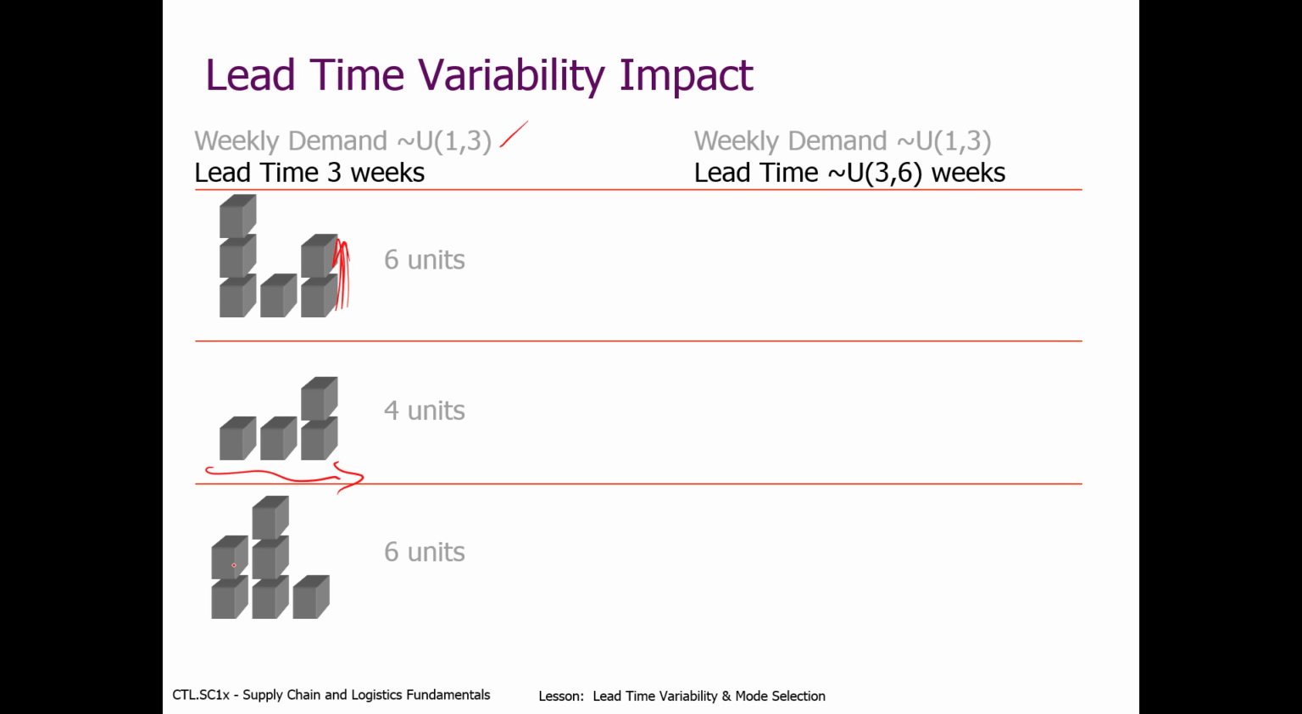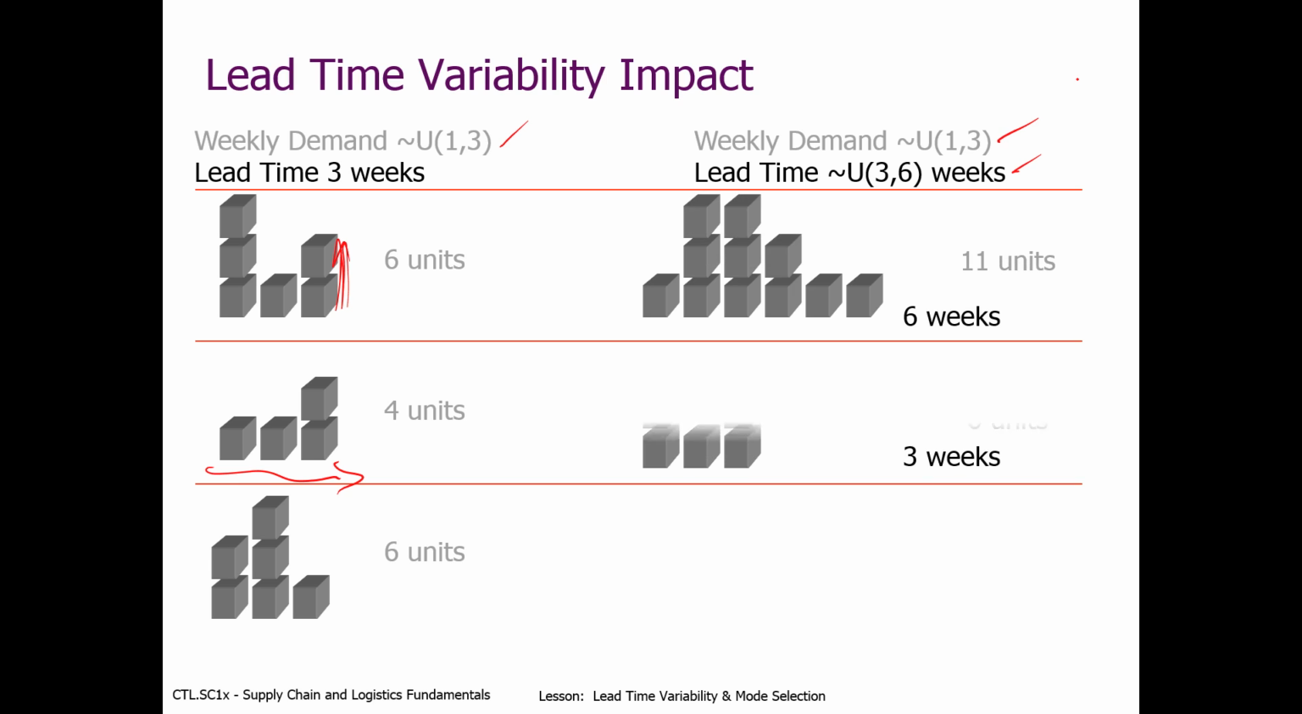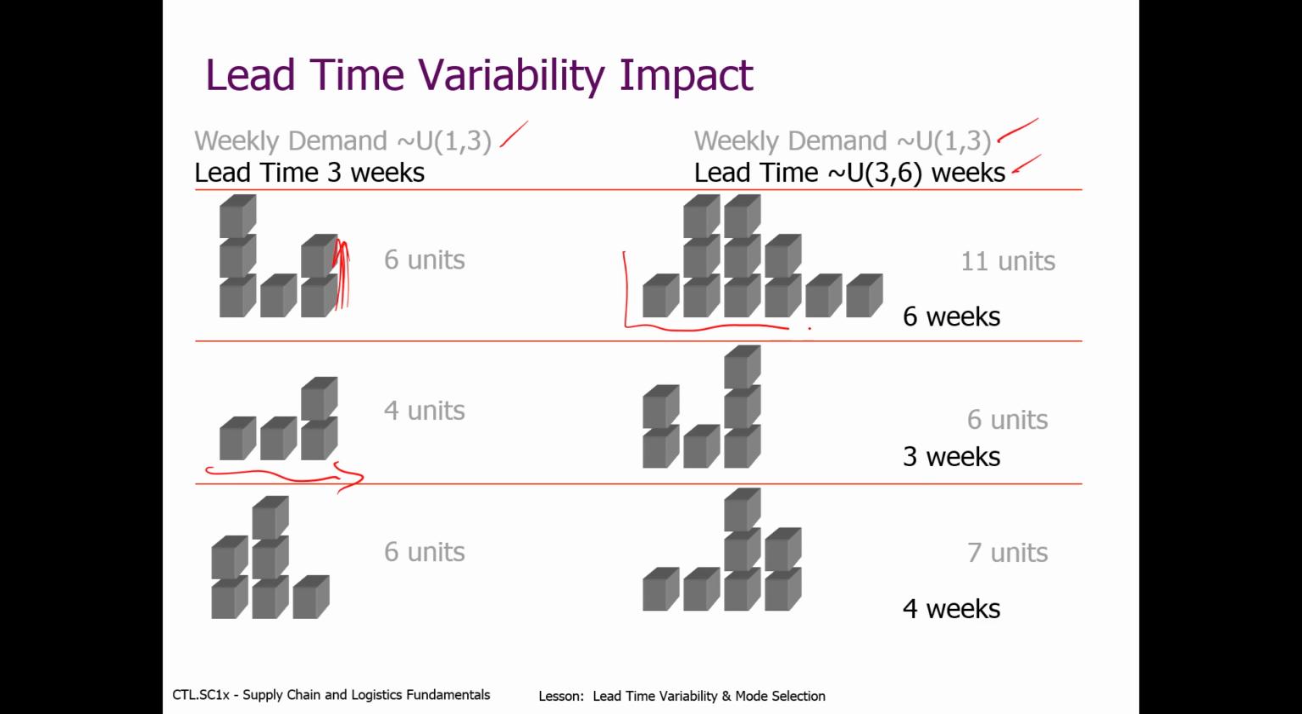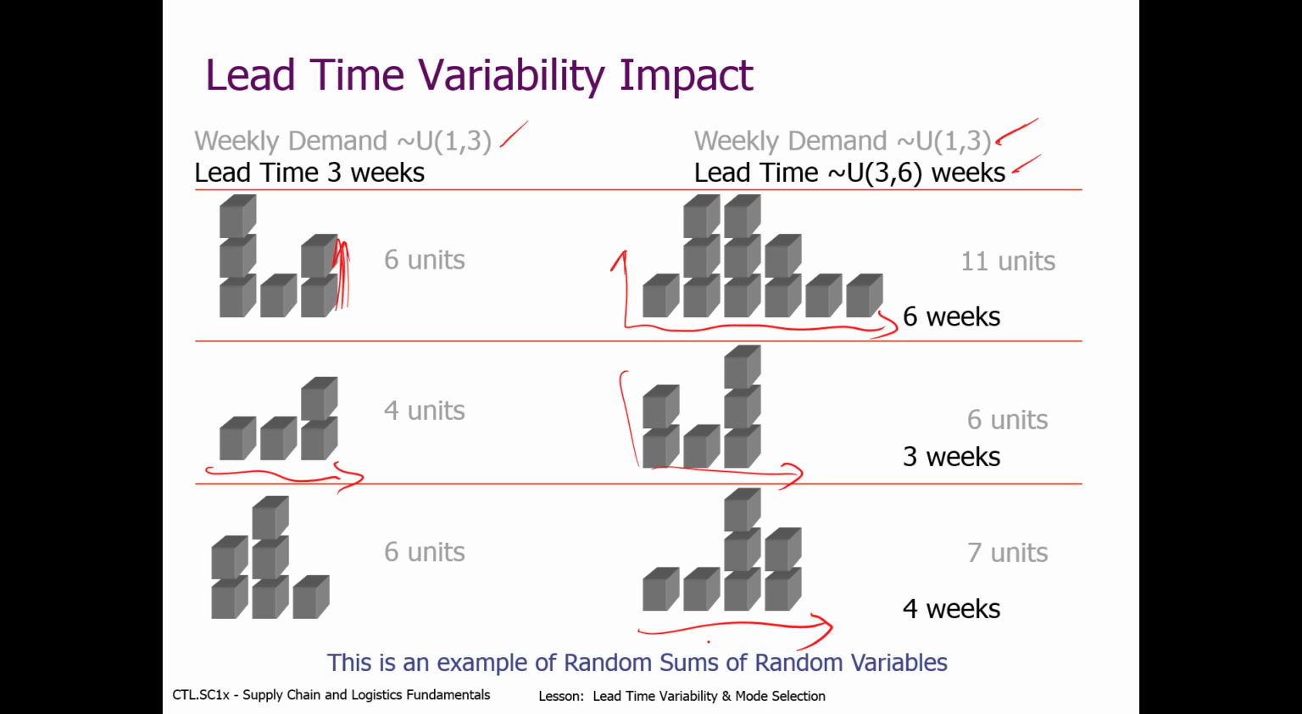Now, what we're doing now is not only is the demand variable, the time is variable. So I might have 6 weeks here. Time is on the horizontal axis, and every week I have this random number of packages or demand that happens. So it could be 6 weeks, could be 3 weeks, could be 4 weeks. So what I have here is what's known as random sums of random variables. My random variable here is weekly demand, right?